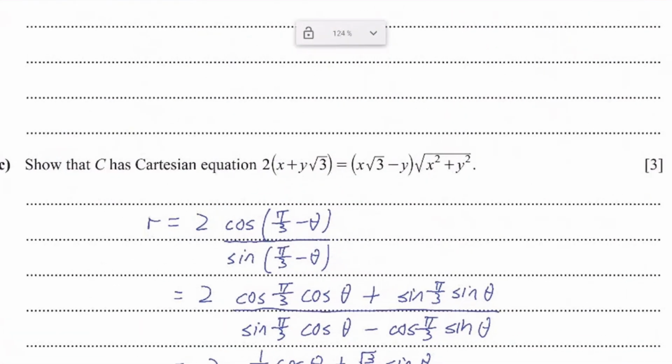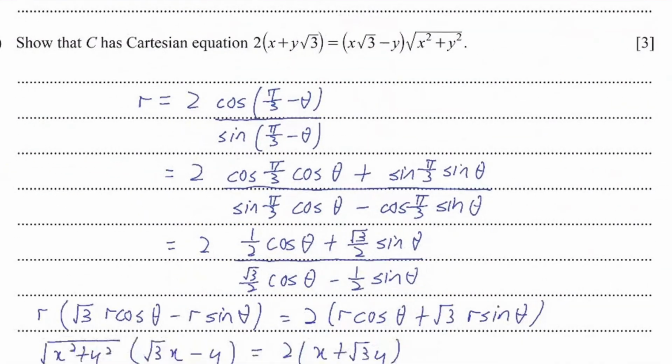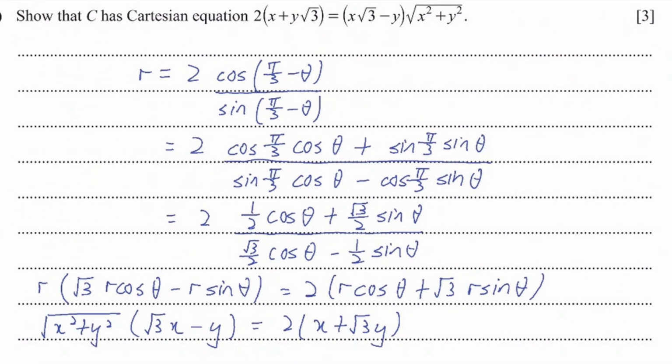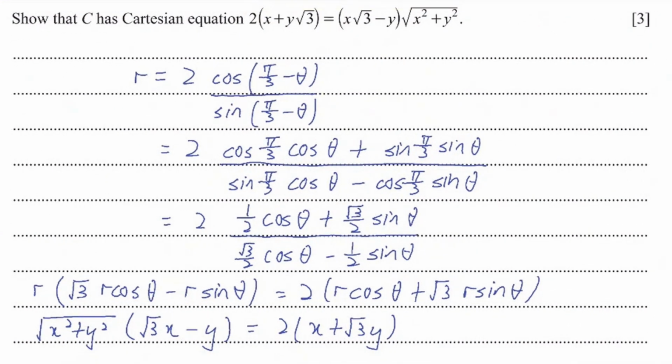Okay, so for part C here, show that C has this Cartesian equation. It looks a little bit complicated. What we could try is this: when we relate the Cartesian and the polar equation, we only have x is r cos theta and y is r sin theta. Here it's about a cotangent, so it's not so nice for us to work with.